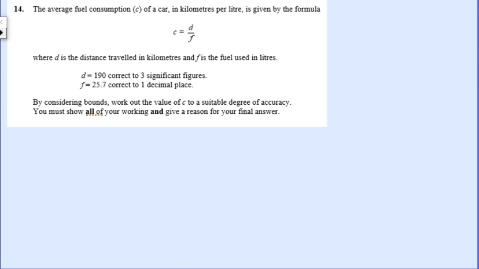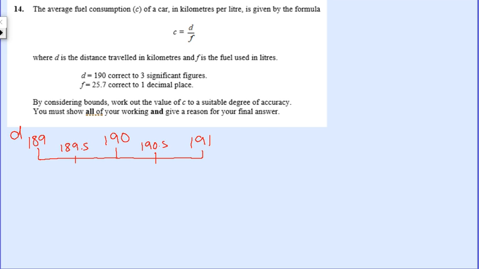Next question is a bounds question. So I'm going to start by figuring out the upper and lower bound of D. So I've got 190 correct to three significant figures, so I'm going to draw my little number line and put 190 in the middle. The number that is three significant figures that is one down from 190 is 189. The one above is 191. That means that my lower bound is 189.5 and my upper bound is 190.5.